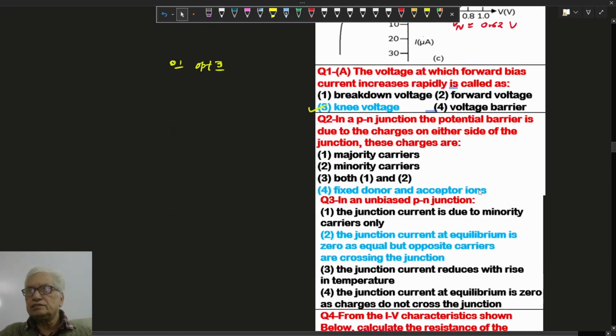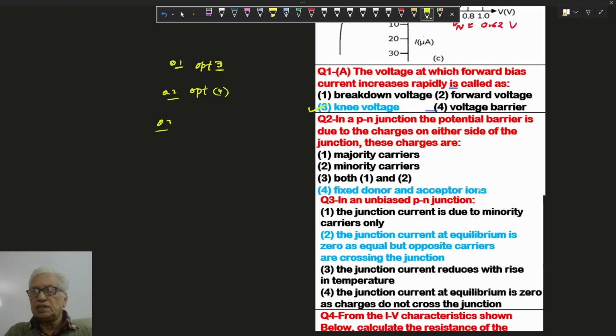In a PN junction diode, the potential barrier is due to the charges on either side. They are fixed donor and acceptor ions. They are heavy ions, they cannot move, so they are called immobile carriers. So the option here in question 2 is 4.